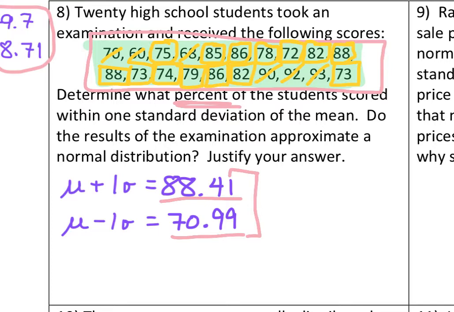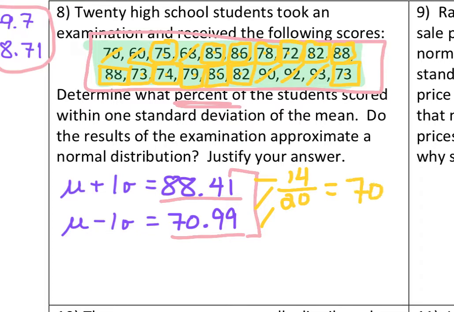And so I'm going to count then how many do fall in the range. And so there's 1, 2, 3, 4, 5, 6, 7, 8, 9, 10, 11, 12, 13, 14. So 14 out of 20 scores fall in this range.